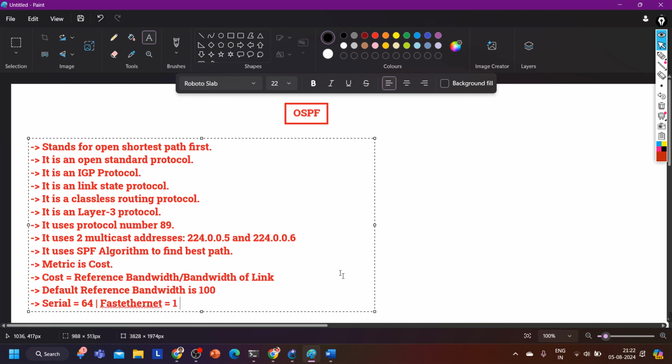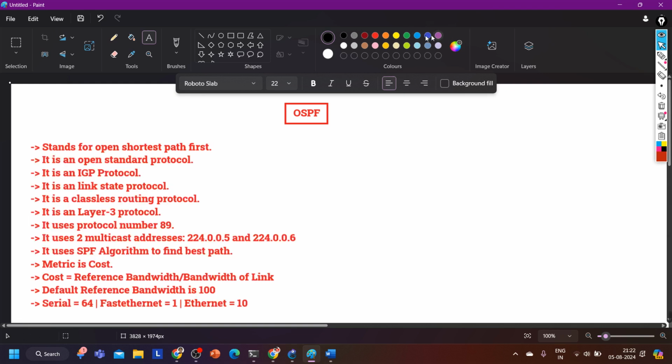And cost for Ethernet link will be what? Yes, 10. So like this you can calculate the cost on any link with the help of bandwidth. Now types of messages in OSPF.